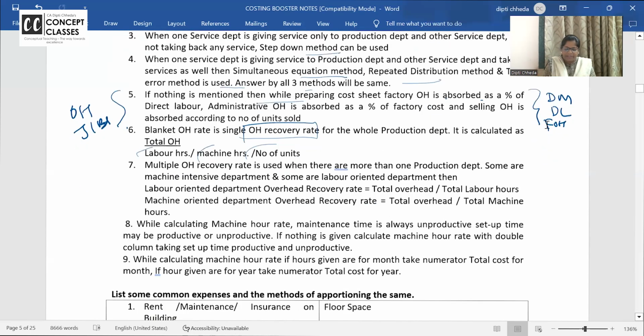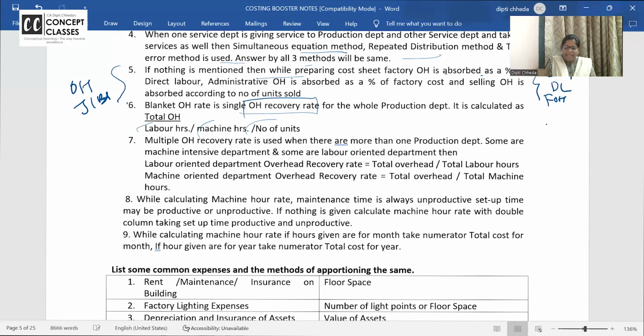Okay, right. While calculating machine hour rate, maintenance time is always unproductive. हाँ, जब रिपेयरिंग हो रहा है, मेंटेनेंस हो रहा है, वो तो अनप्रोडक्टिव है. सेटअप टाइम may be productive and unproductive. If it is unproductive तो उसको भी माइनस कर दो. Then calculate machine hours by the effective hours. And if it is productive, keep.